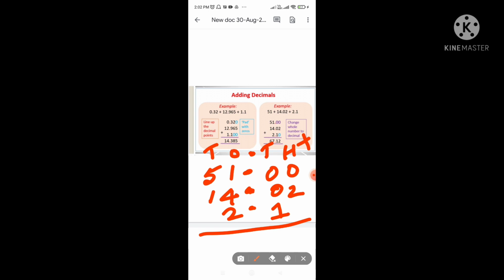This is which operation? Addition. So 0 plus 2, 2. Then come to the tenths place, 0 plus 0, 0. 0 plus 1, 1. Then the decimal point. Then in the ones place we have 1 plus 4. So 1 plus 4 is 5. Then 5 plus 2, 7. Next, in the tens place, 5 plus 1, 6. So children, our answer is 67.12.